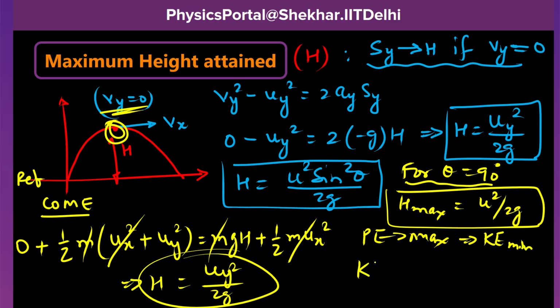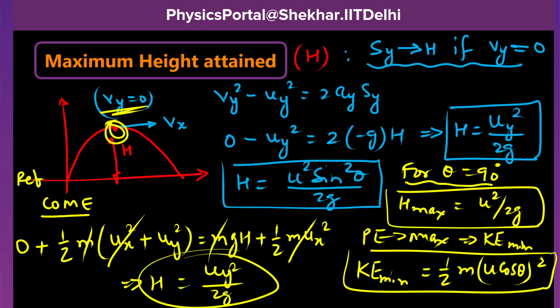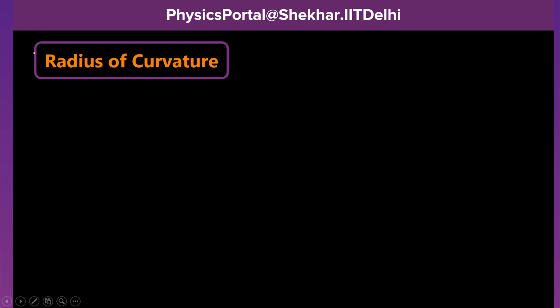And what is the minimum kinetic energy of the particle? The minimum kinetic energy is half m ux square, or half m (u cos theta) square. That is the minimum kinetic energy of the particle throughout the motion. Also, we can find out the radius of curvature.